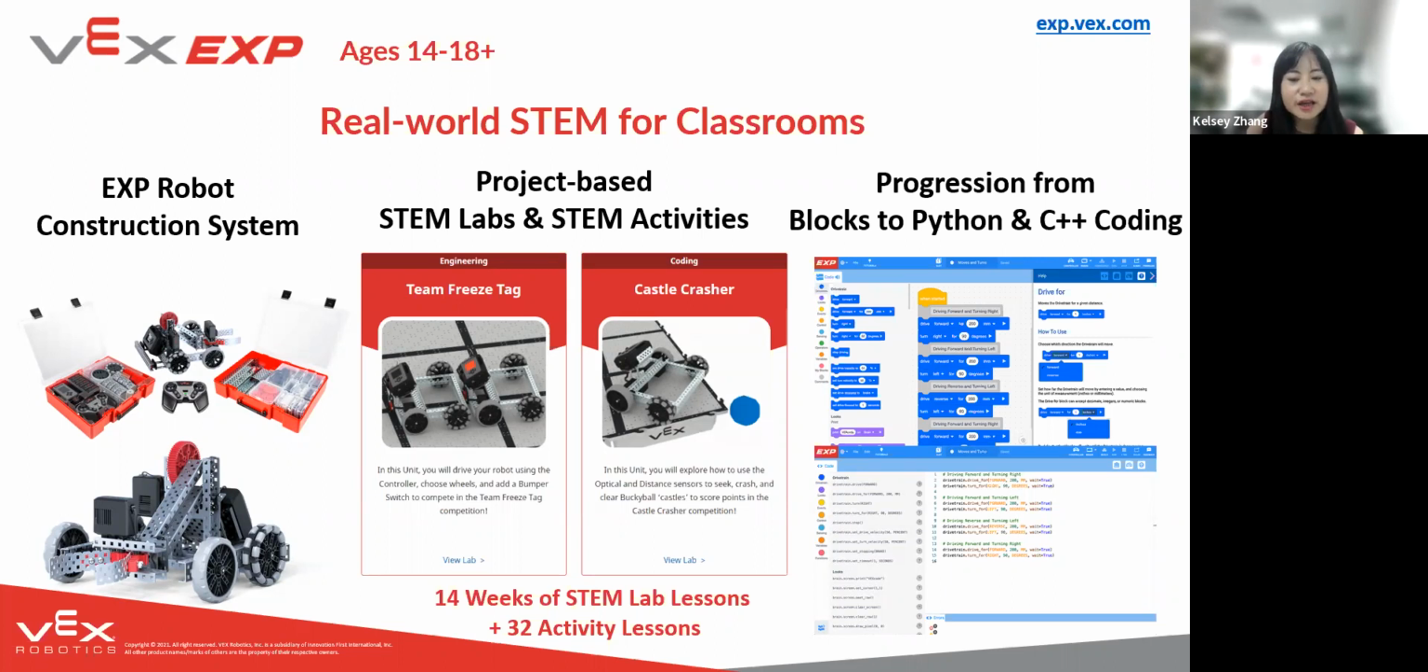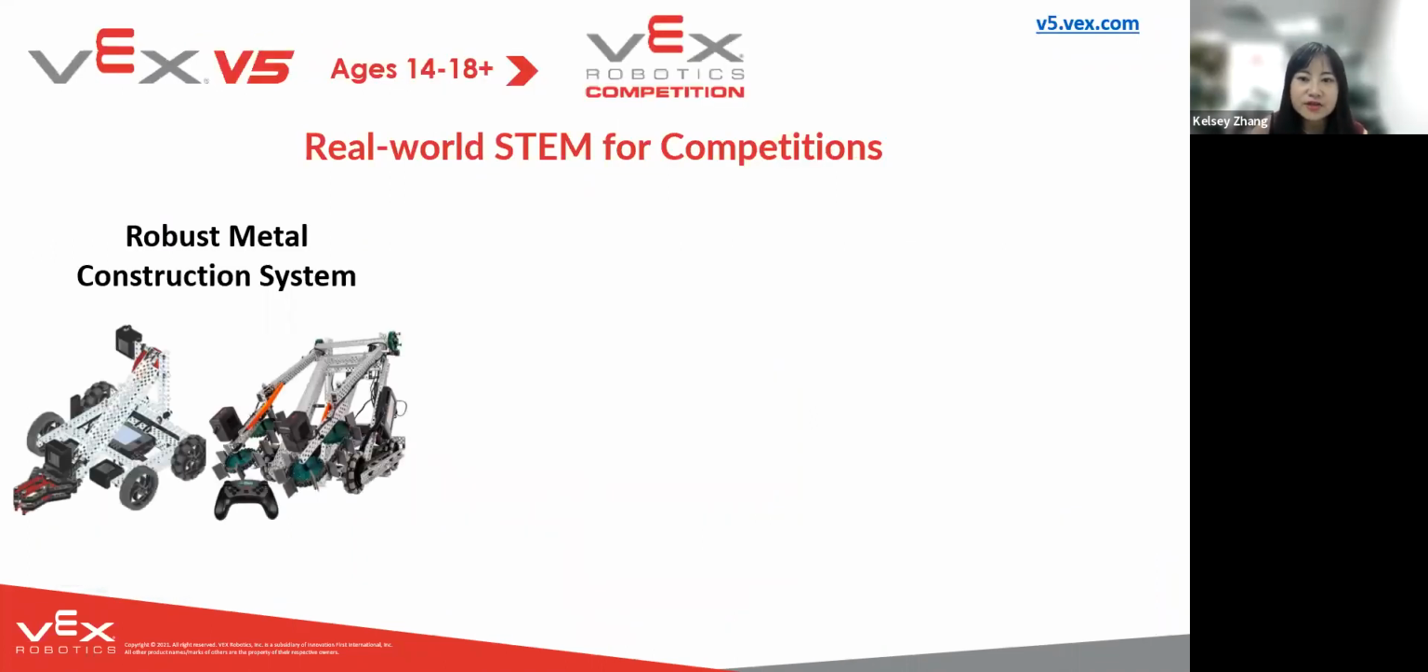So they can choose whatever their levels are, or whatever the teachers want them to learn. So they can code with either Block, Python, or C++. That's for EXP. And for V5, as I mentioned, it's a competition-focused robot system.